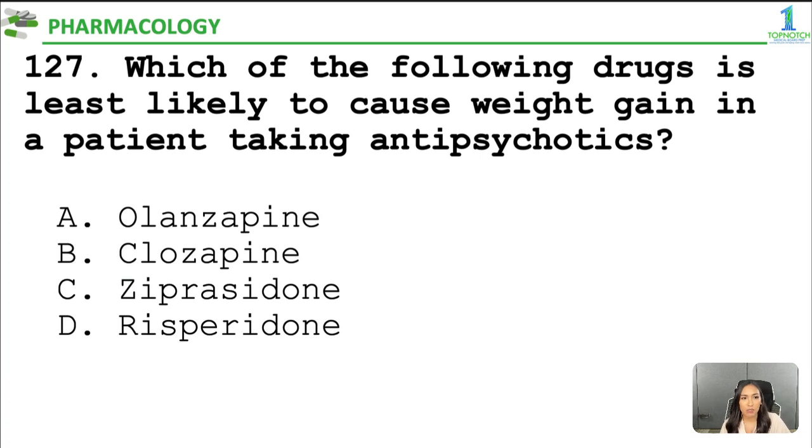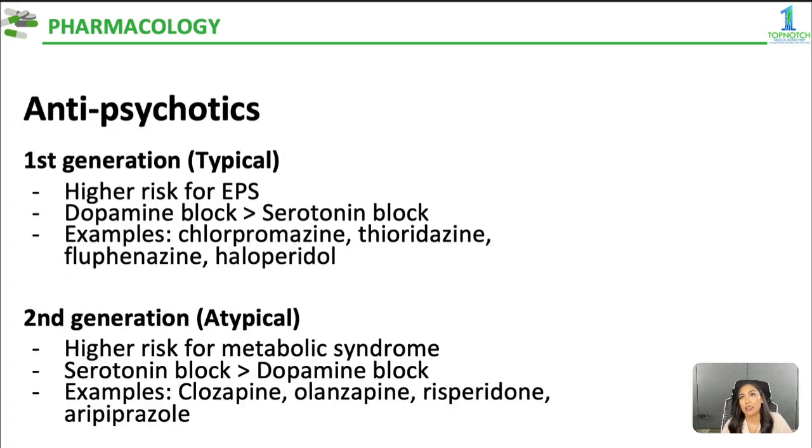Okay, 127. Which of the following drugs is least likely to cause weight gain in a patient taking antipsychotics? Let's look at the correct answer. It's ziprasidone. Why? First, let's discuss antipsychotics. The first generation is otherwise known as typical. It has a higher risk for extrapyramidal symptoms because the dopamine block is way higher than the serotonin block. Examples include chlorpromazine, thioridazine, fluphenazine, and haloperidol.